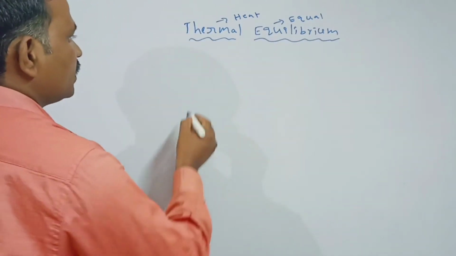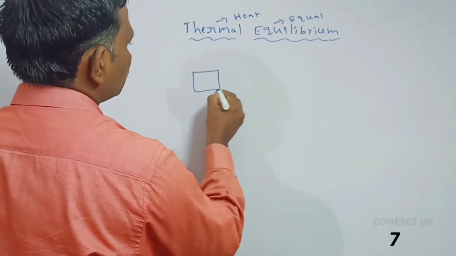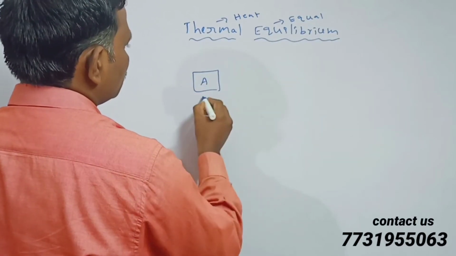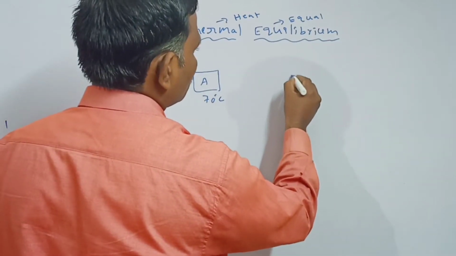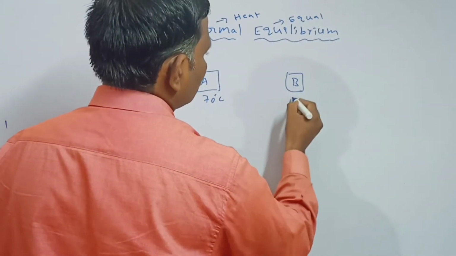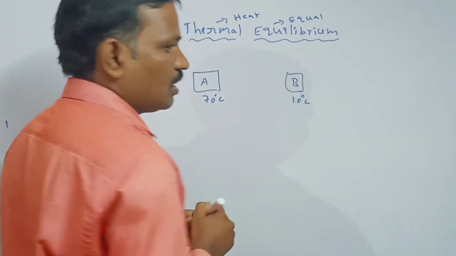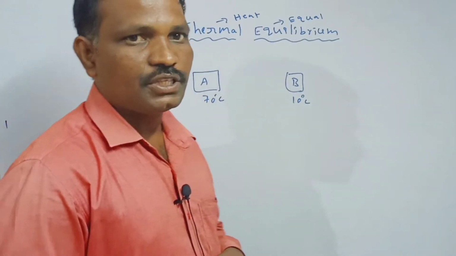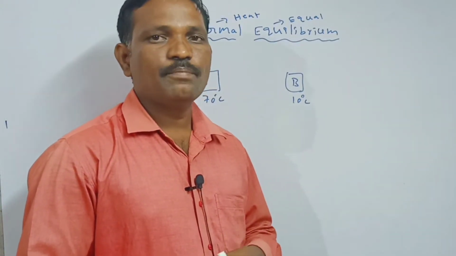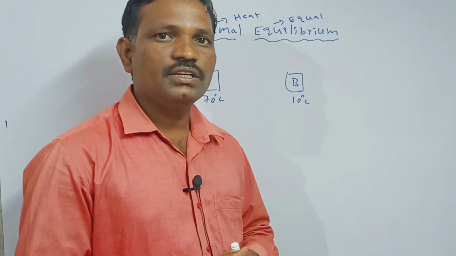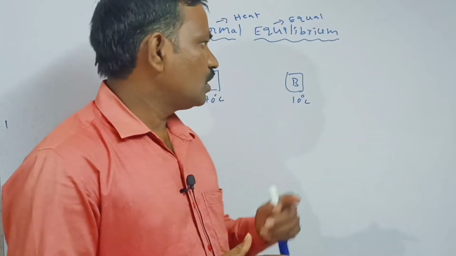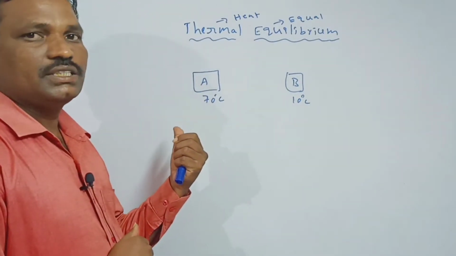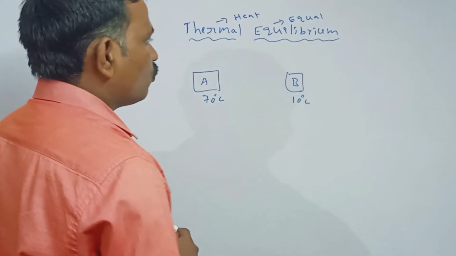Let us consider two objects. Object A is at a temperature of 70 degrees Celsius and object B is at a temperature of 10 degrees Celsius. Already we discussed the definition of heat. What is heat? Heat is a form of energy that flows from hotter body to colder body. So here who is the hotter body? A is the hotter body and B is the colder body.